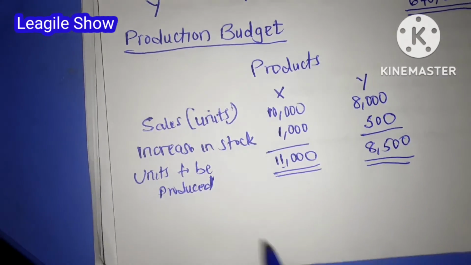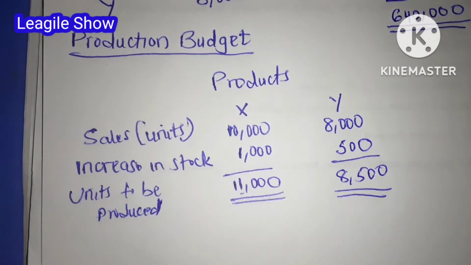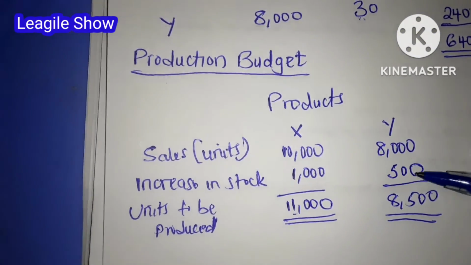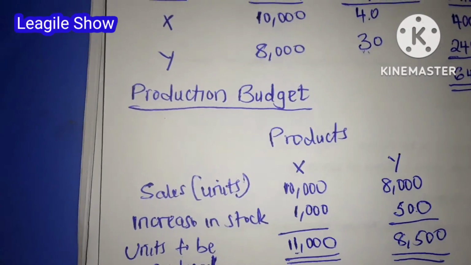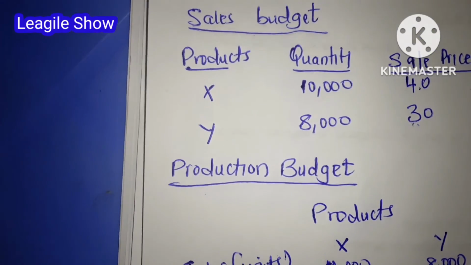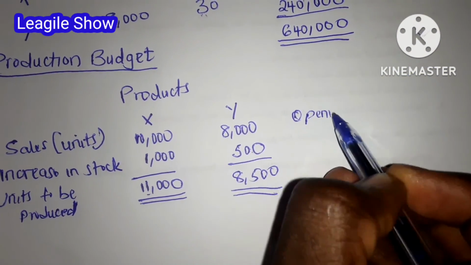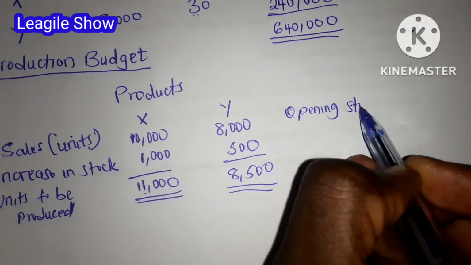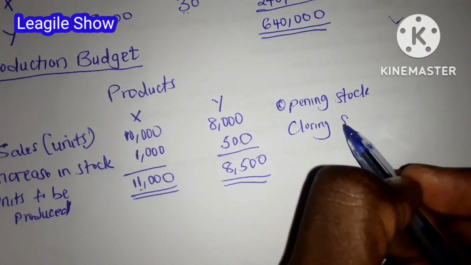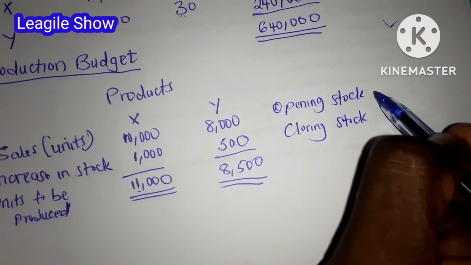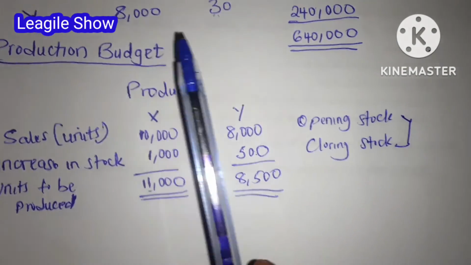So while you're planning on what to produce, this is what you are supposed to do. It must take into account the opening stock and closing stock. These two things, opening stock and closing stock, become relevant while calculating the production budget.